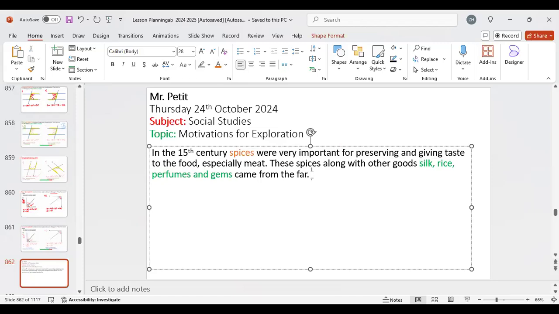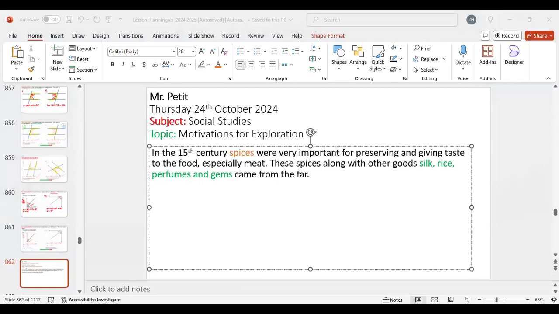The regular route for them to get to the East was a route called the Silk Route, right? Let me see if I can find a picture of the Silk Route for you. Has anyone ever heard of the Silk Route? Yes, sir. I heard it in social studies.